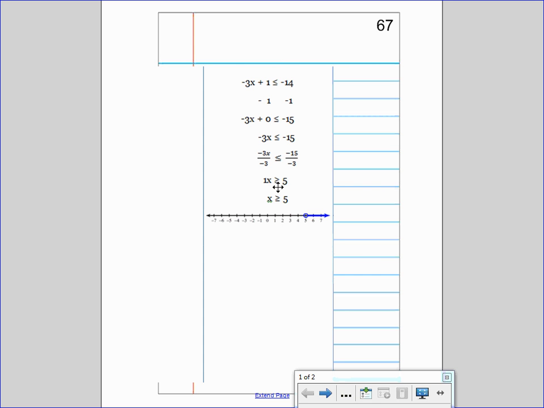X in this case is greater than or equal to 5. And that is going to give you not just a solution, but a solution set, meaning all of the other numbers that, in this case, would be greater than or equal to 5.